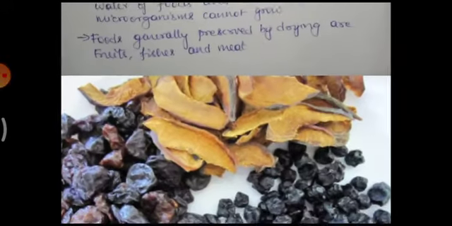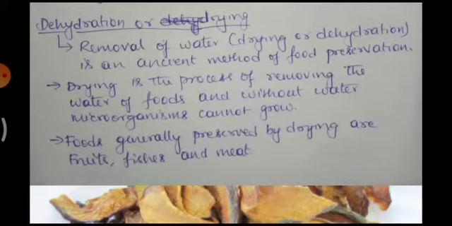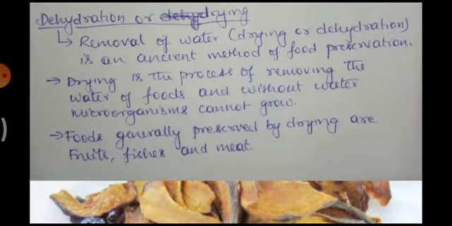Next is dehydration or drying. Dehydration or drying is the process of removal of water from the food. It is an ancient method of food preservation. Drying is a process of removal of water from the food, and since there is lack of water, microorganisms cannot grow, thereby we can avoid the growth of microorganisms.